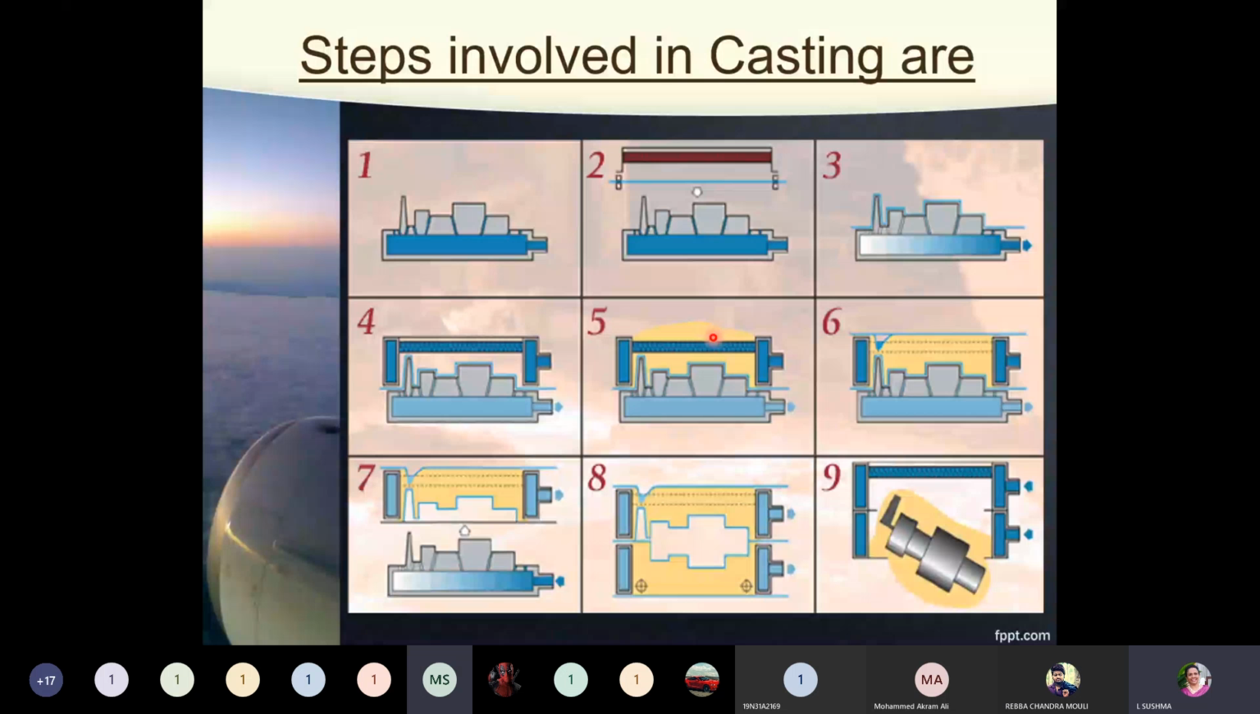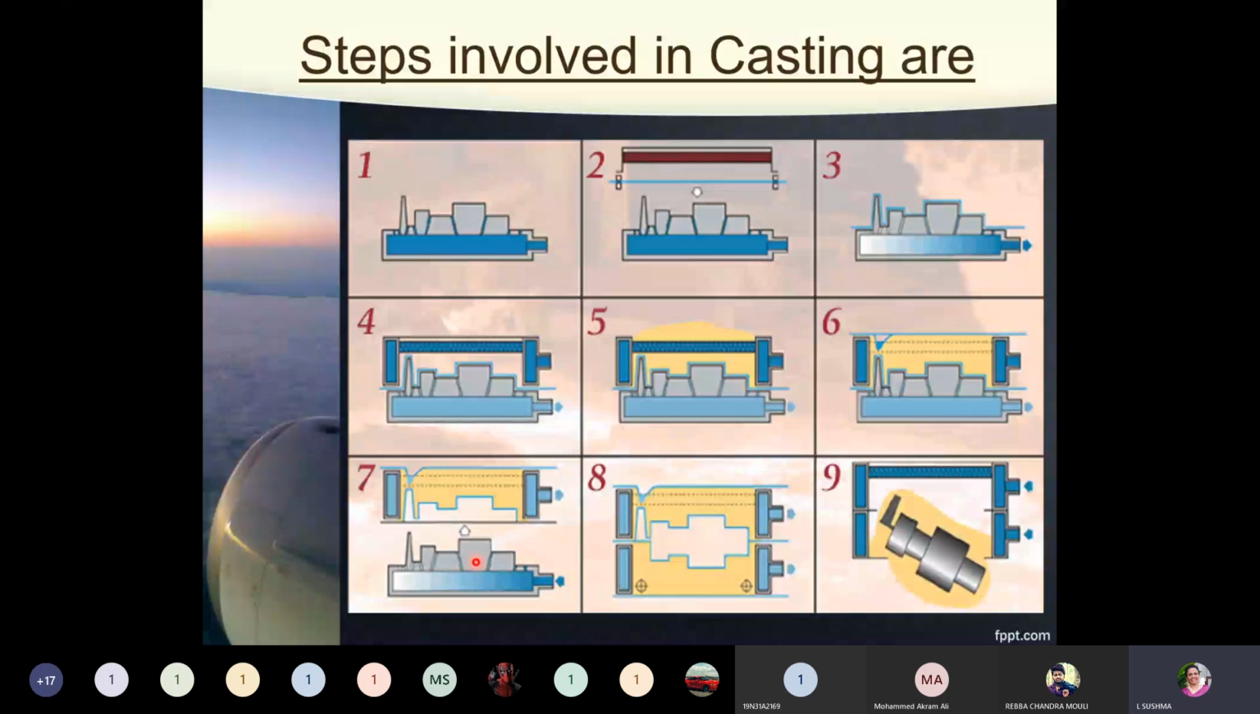So what is happening when you are settling, whatever air gaps are there, all those will go and the sand will settle properly. You can see in the sixth one, the sand has been settled properly. After some time, you will remove the upper flask and the pattern, this ash color one.